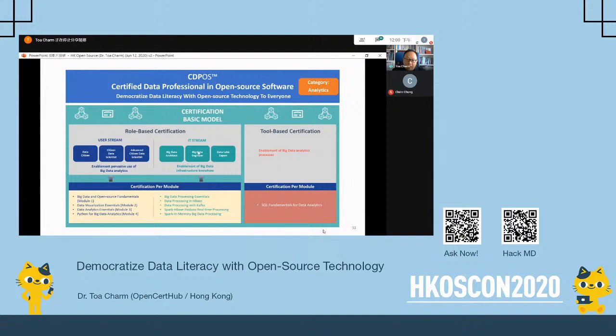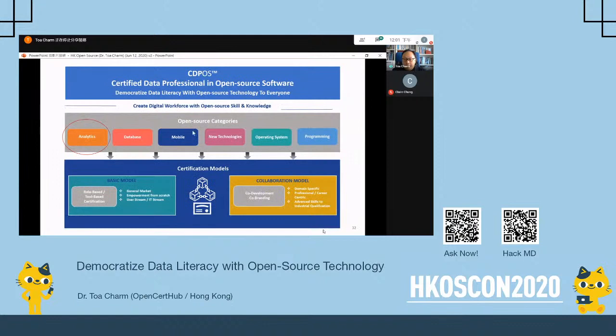So we also have the IT stream. This is more technical in terms of the analytics category. So we work in a similar fashion, right? For each category, we will have the role-based certification. And under the role-based certification, we have the user side and the IT side, and also the tool side, right? So this is a very good framework. We go back here. This is a very good framework, and then people can keep upscaling their knowledge and also the qualification by certification and also by role.